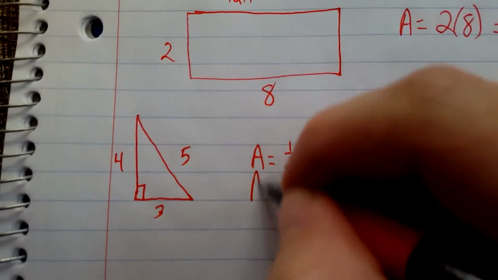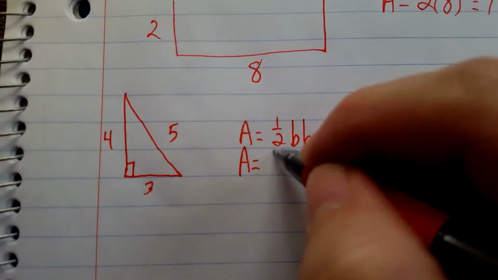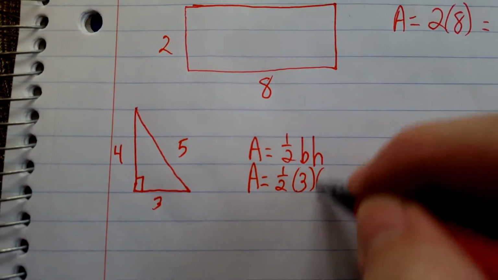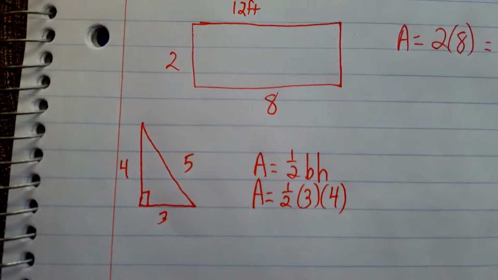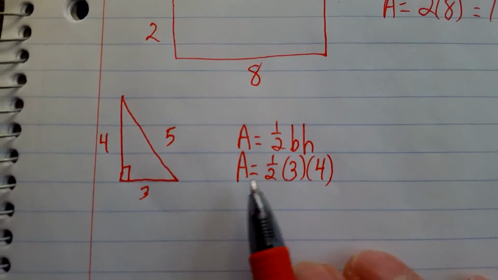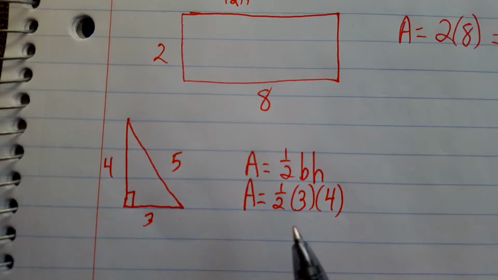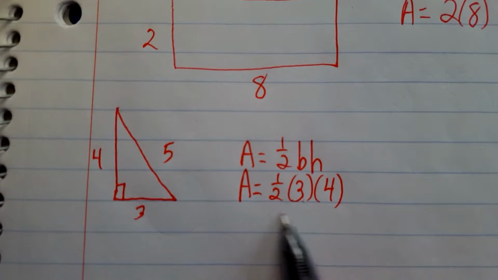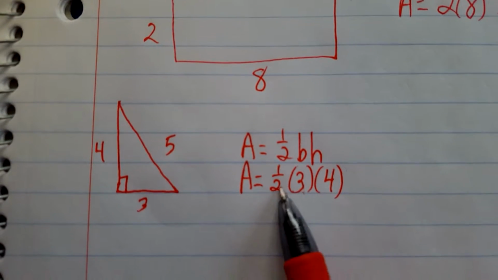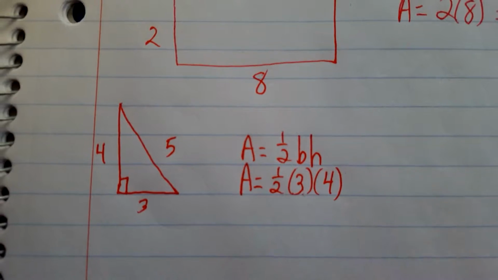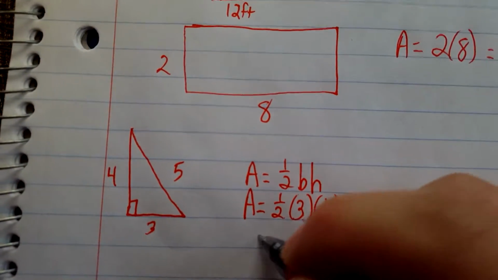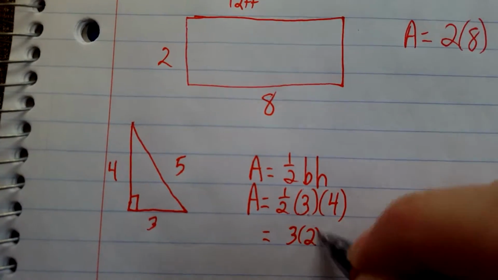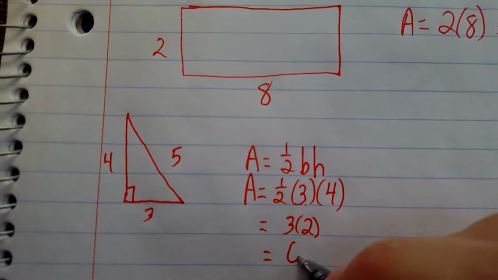So all I have to do when I plug in is do 1/2 3 times 4. Now, how you multiply this through is entirely up to you. You can do 1/2 of 3 and then multiply that result by 4. Or you can take 1/2 and apply it to 4. 1/2 of 4 is 2. So I can do that right now. This will become 3 times 2, which is 6.